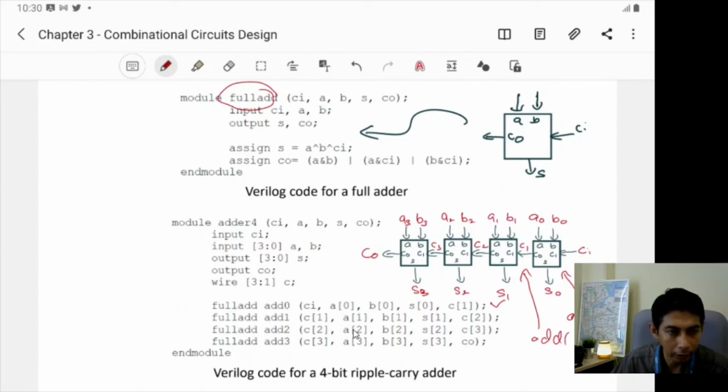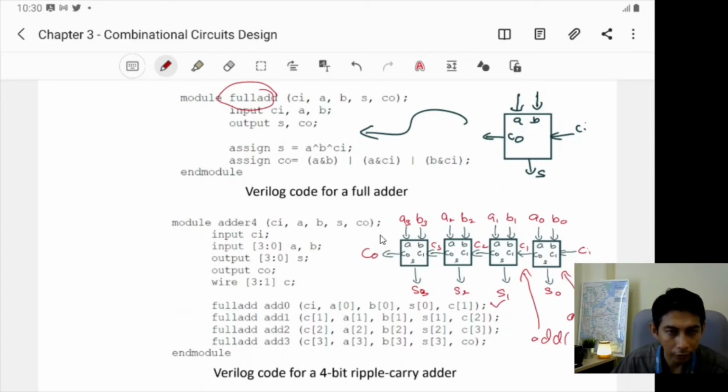And this is A1 connected to A, B1 connected to B, S1 connected to S, and the output here is C2 connected to C out in the smaller module, right? So that's why you have C2 here. And for the third one, the input is C2. That's why we have C2 here. And you have A2, you have B2, you have S2, and you have C3 here.